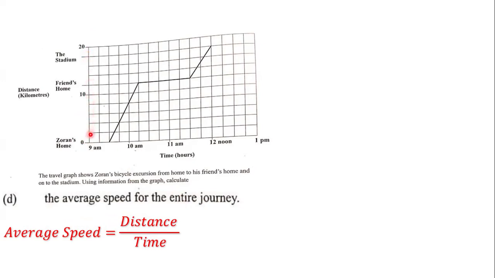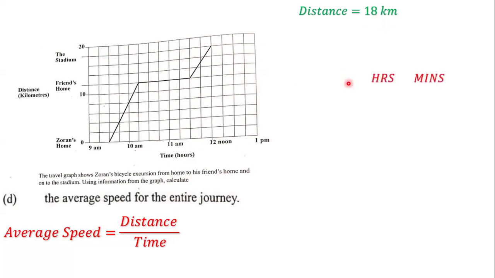So this is 2, 4, 6, 8, 10, 12, 14, 16, 18. So we arrive at the stadium, and the stadium is 18 kilometers away from his home. So the distance that he had to travel to get to the stadium was 18 kilometers. And so we have the distance divided by time. The distance is definitely 18 kilometers.